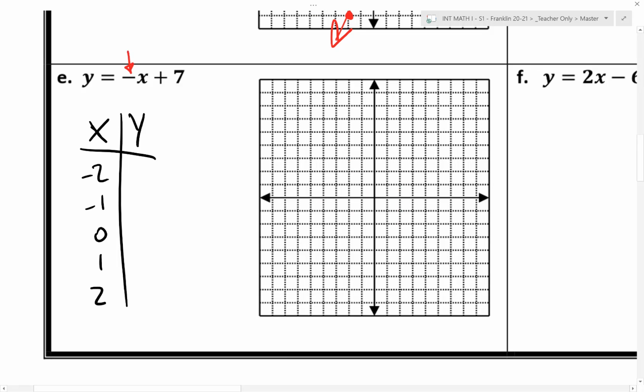Now, this negative here is going to change the sign of anything I put in there. So, -2 becomes +2, plus 7 is 9. -1 becomes +1, plus 7 is 8. 0 plus 7 is 7. And now put in 1, it becomes -1 plus 7 is 6. And then we get 5 for 2. So -2, 9 is here, -1, 8, 0, 7, 1, 6, 2, 5. And there's your line there. Let's move on to example F.